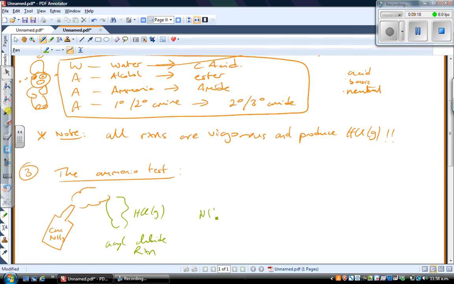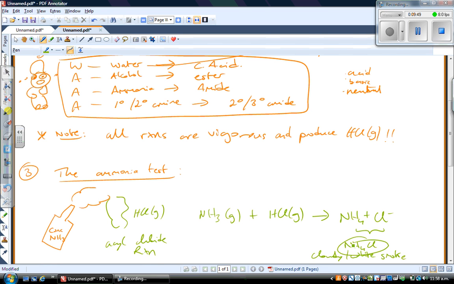So you'll have ammonia vapor plus hydrogen chloride vapor, and the products will be NH4+ and then Cl-, and they'll complex together to form cloudy white smoke. So that ammonium chloride smoke is a test for acyl chlorides.